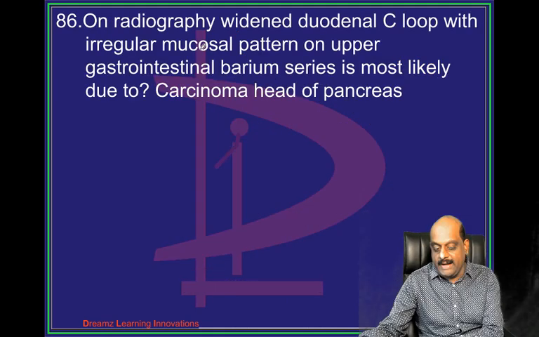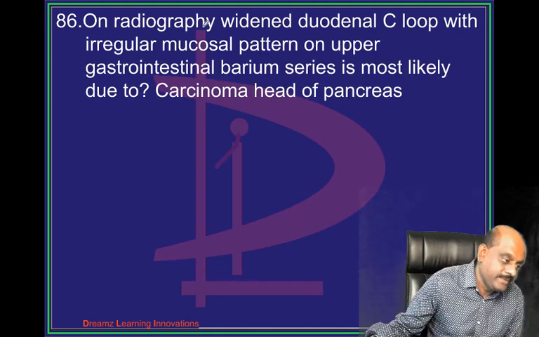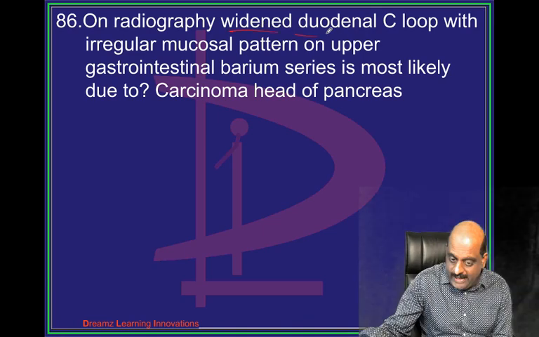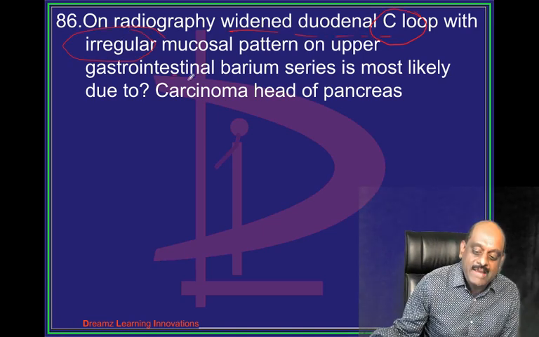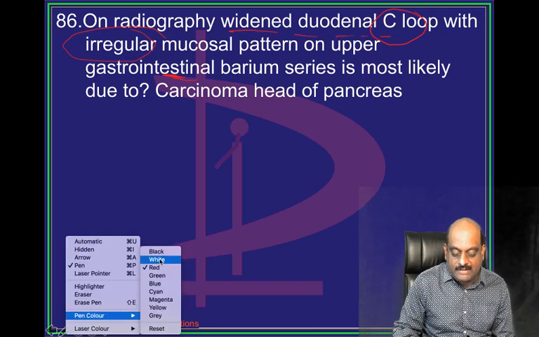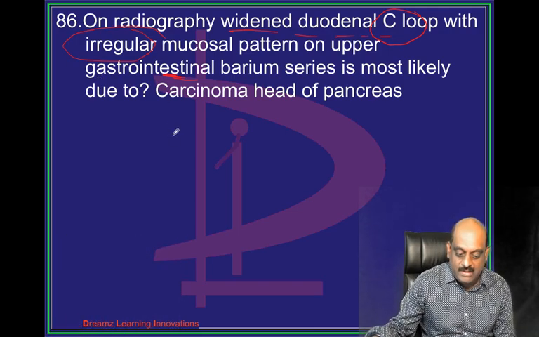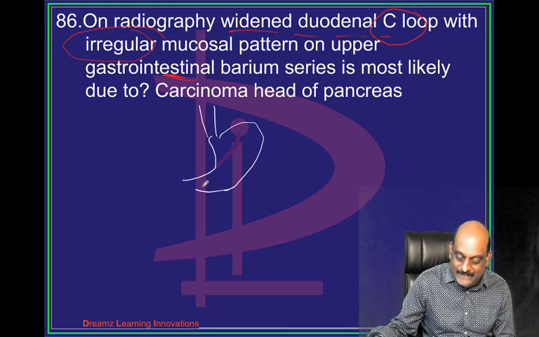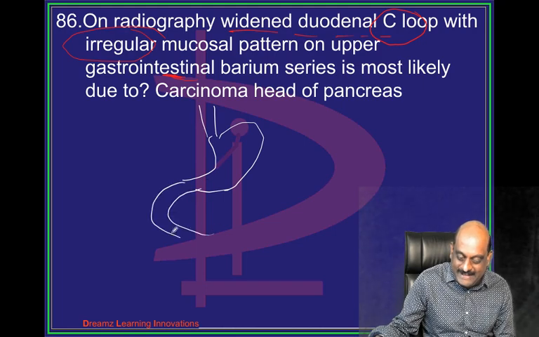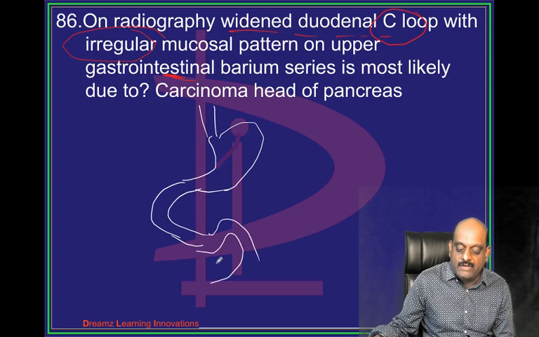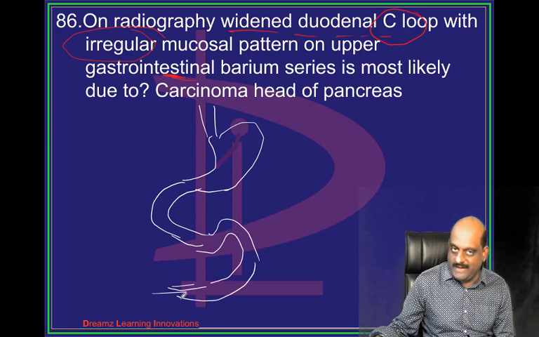On radiography, a widened duodenal C-loop with an irregular mucosal pattern is being found on the upper GI barium. What does it indicate? So you all know what our basic biology teacher used to draw. Esophagus, then this is the stomach, from the stomach the duodenum arises, first part, second part, third part, fourth part of the duodenum, and it will continue as jejunum, ileum, and so on.